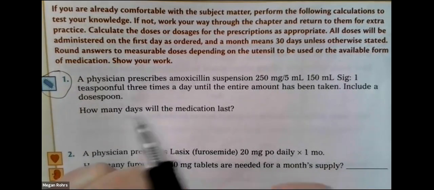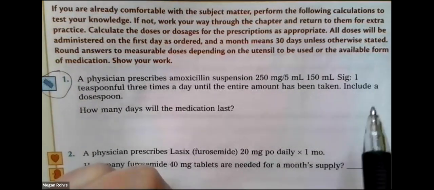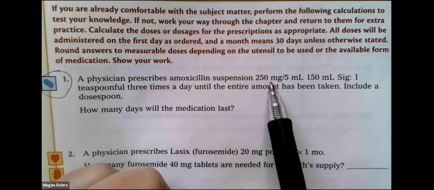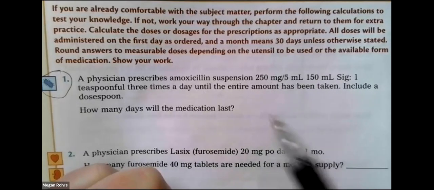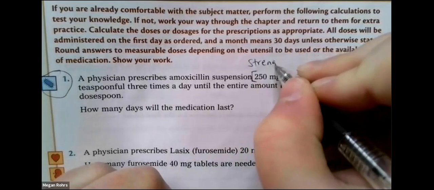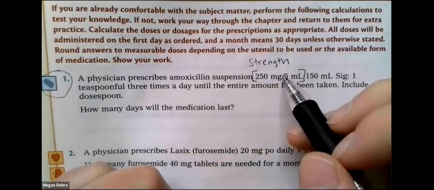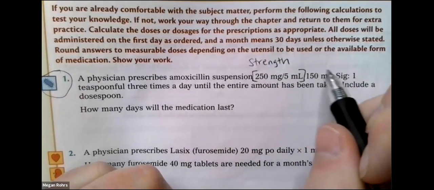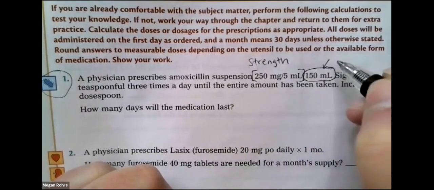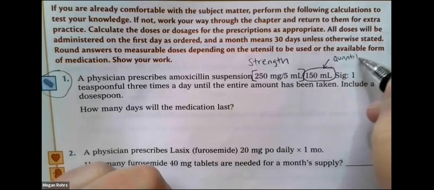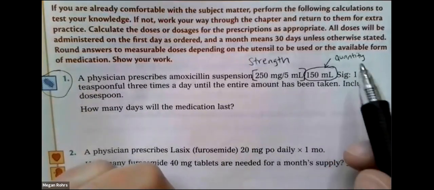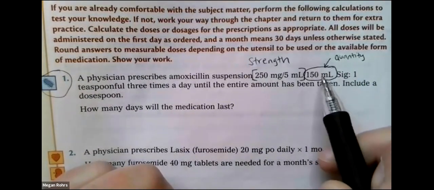Let's go over a few things in this problem that we need to make sure we are clear on. The amoxicillin suspension itself is 250 milligrams per 5 ml. This is what we designate as the strength of the medication, or the concentration. It says they are going to be given a total of 150 milliliters. So 150 milliliters here, that is the quantity that is going to be dispensed, or we could consider that to be the dosage. Means the same thing. How much are they getting in total?